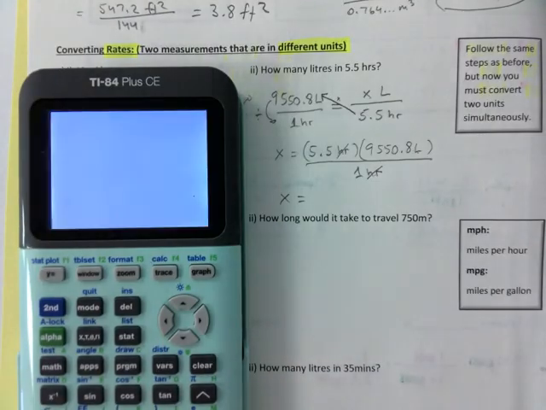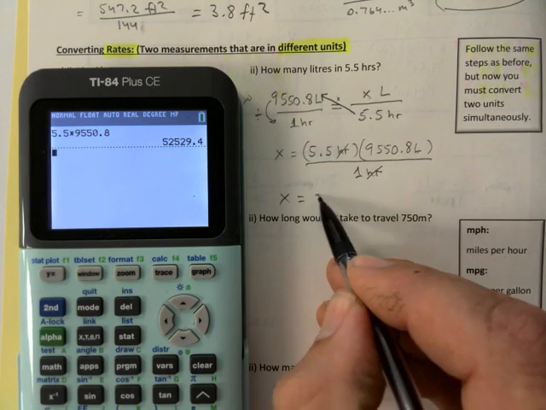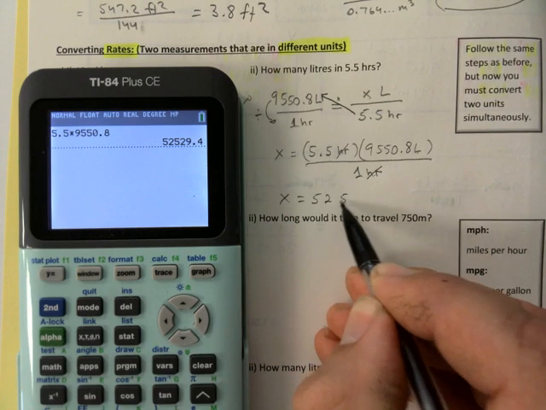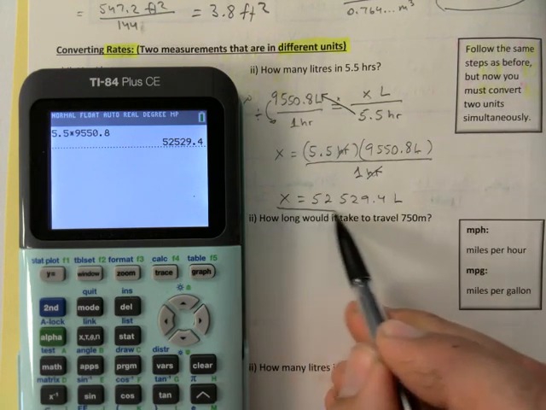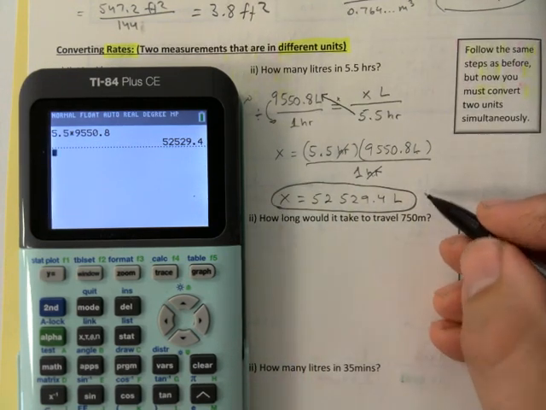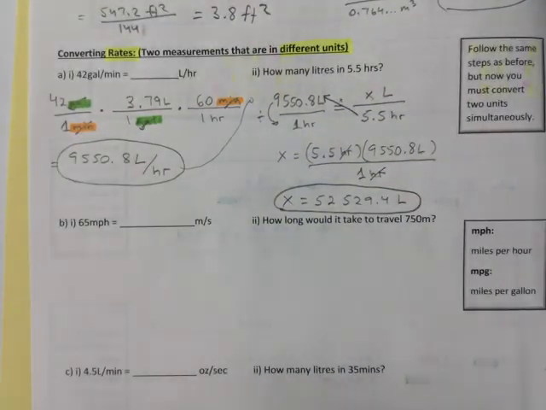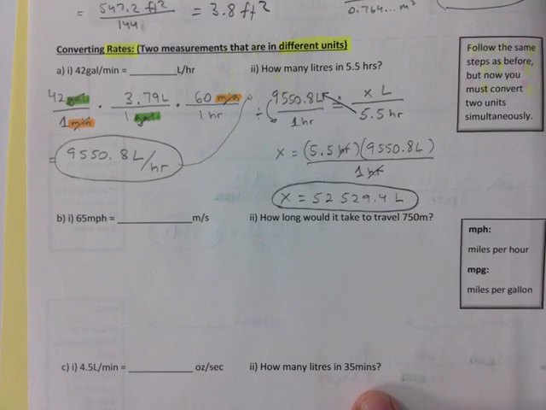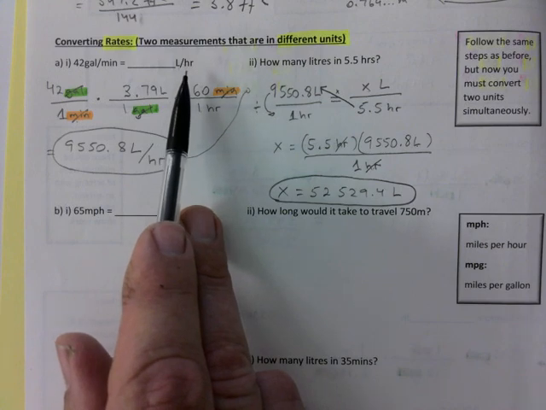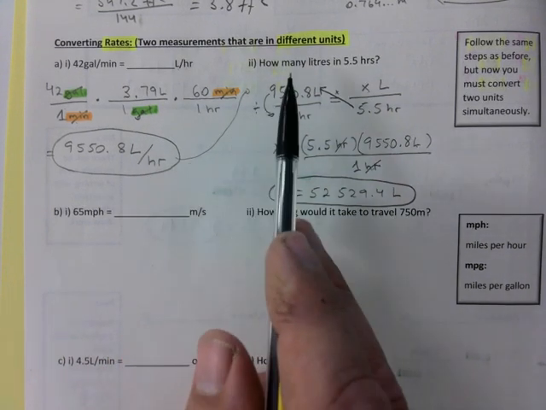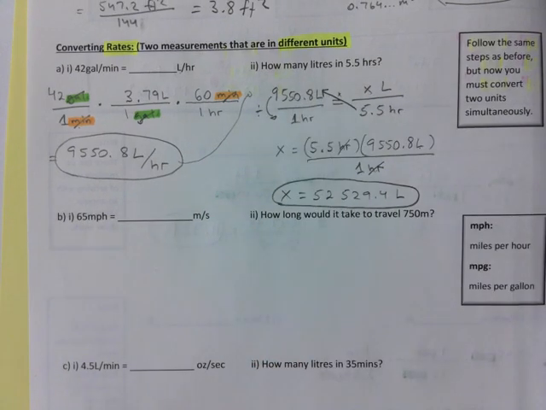Don't worry, we're going to do more of these. So clear my screen here for a minute. 5.5 times 9,550.8 divided by 1, which is irrelevant. And we are in liters, right? So this many liters will be pumped, right, in 5.5 hours. So I first converted gallons to liters per hour, right? And then I used that to help me answer the second part of the question, right?